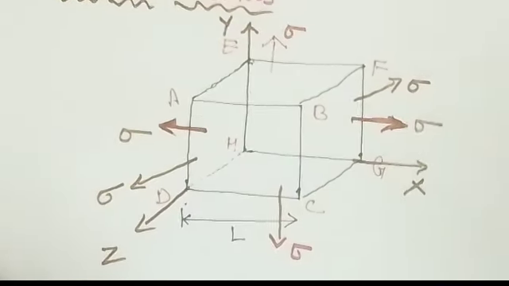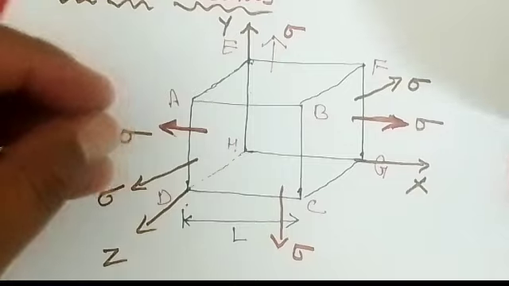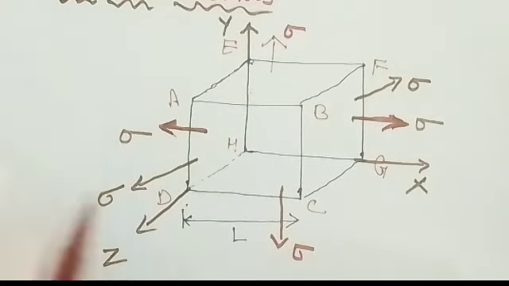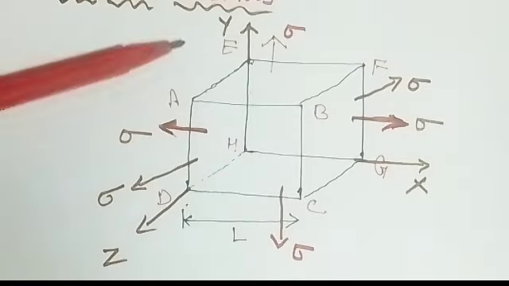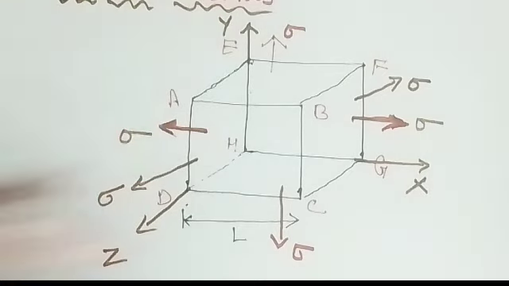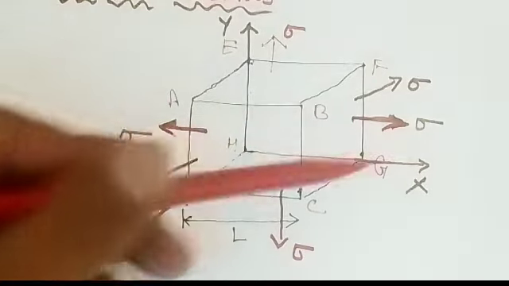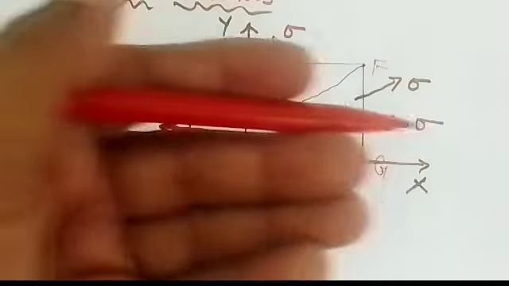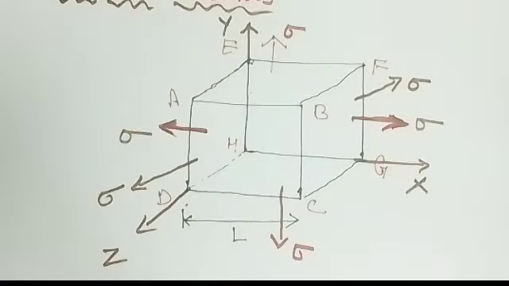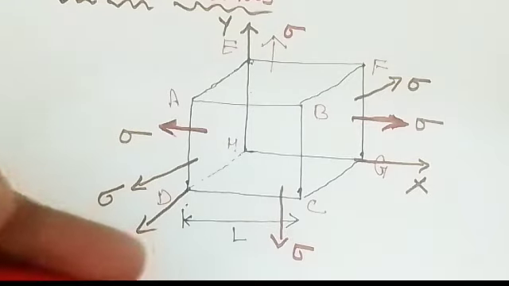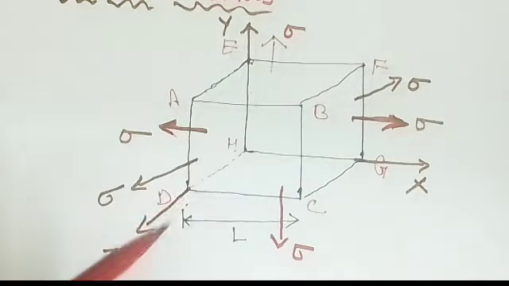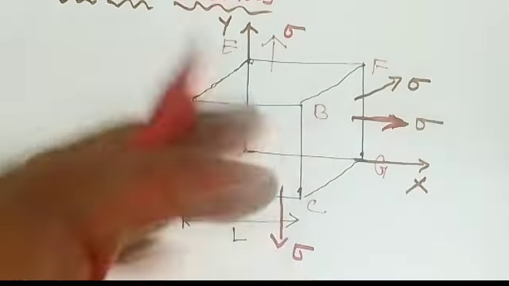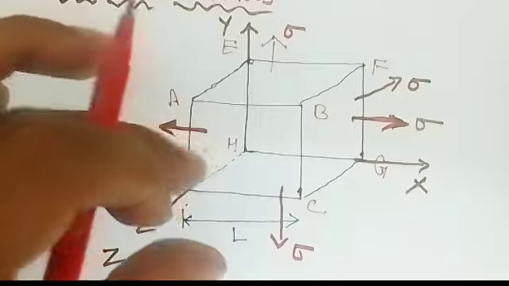So when this sigma and sigma act on the side AB, what will happen? It means that on the sides AEHD and BFGC, the stress will act and the strain will be produced. That strain is tensile strain. And on the other faces, that is AEFB and HDCG, strain will also be produced, but this strain will be compressive.